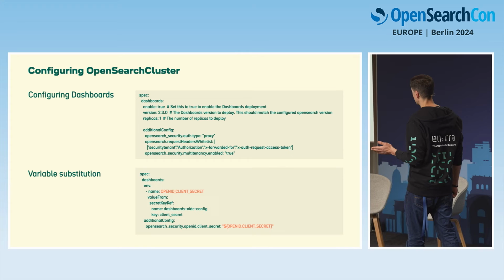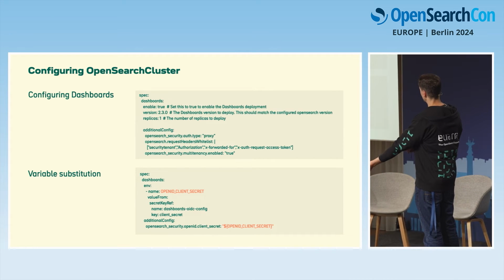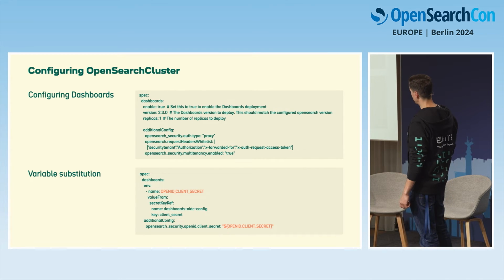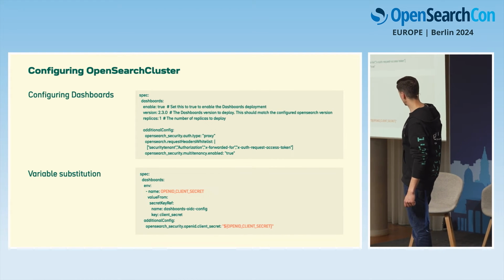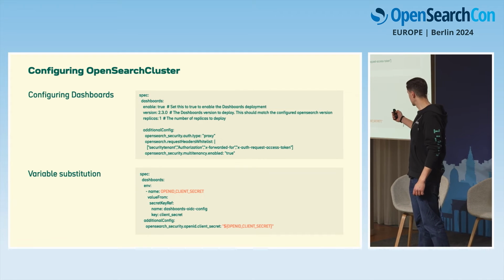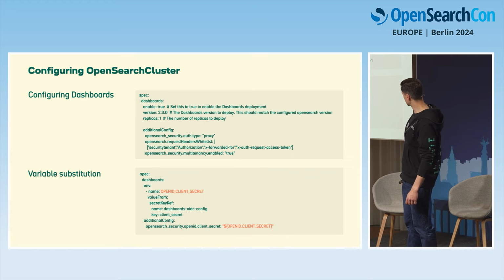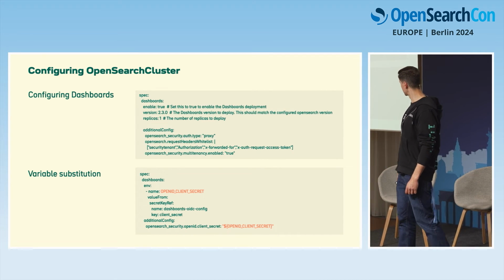Specify the version, the replicas, and enable it to true, and then specify all your configuration under one setting. And the variable substitution comes out of the box, so it's pretty straightforward. It's just an example where you have an environment variable for the OpenID client secret, and you specify it in your additional configuration. So the top and bottom, obviously, is additional configuration. It's the same thing, except in the second one, you're just using the secret. I hope that's clear.